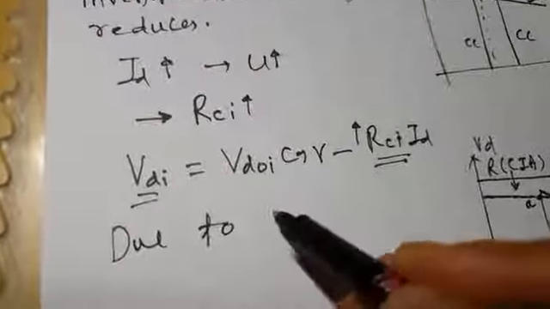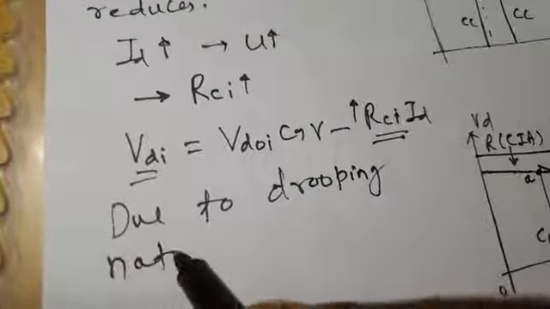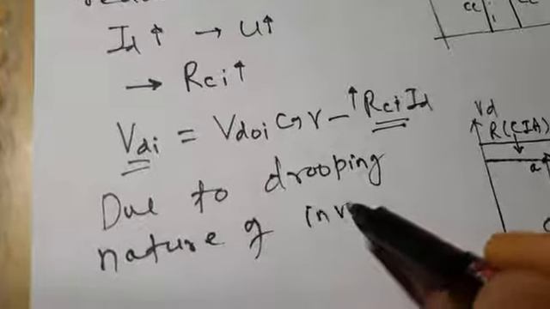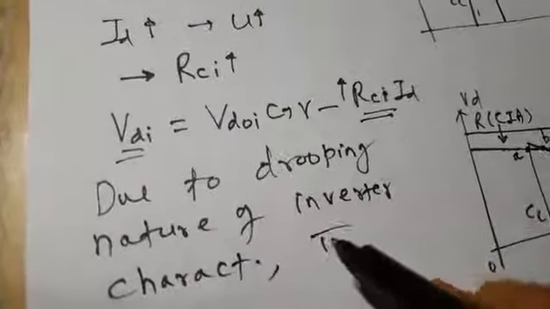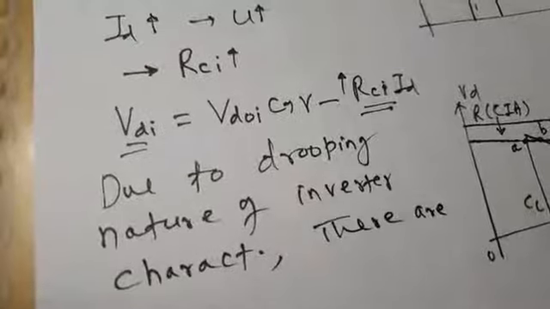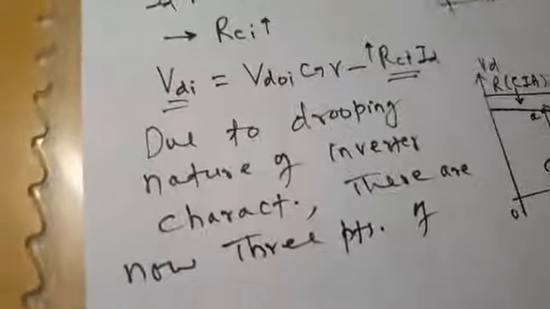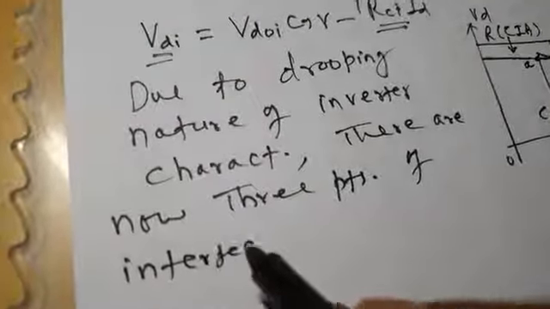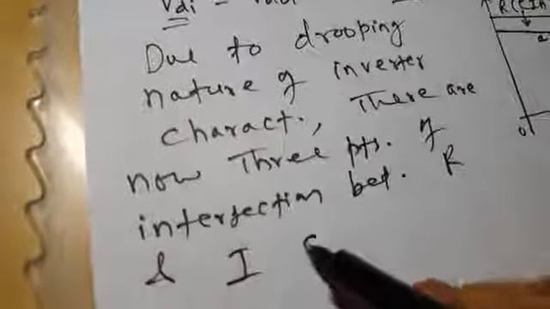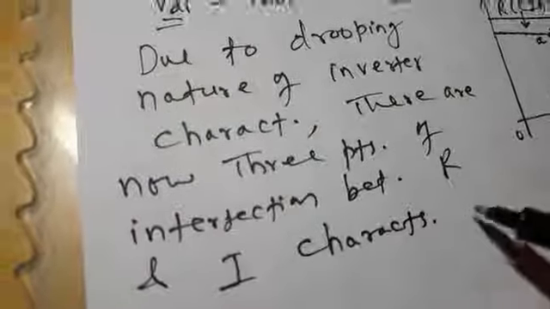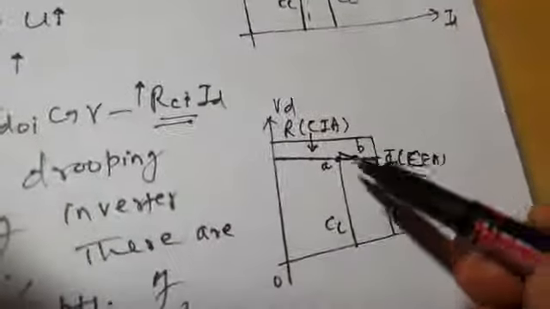So therefore, due to the drooping nature of the inverter characteristic, there are now 3 points of intersection between the rectifier and inverter characteristics. What are those 3 points? A, B, and C. So therefore, at what point will your HVDC link operate?